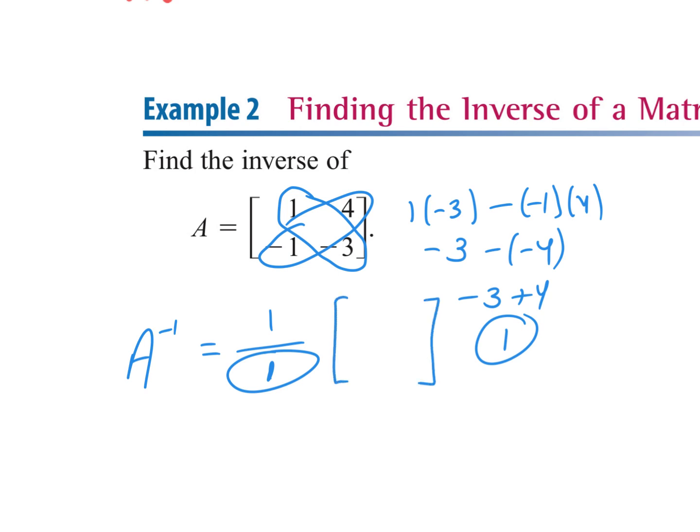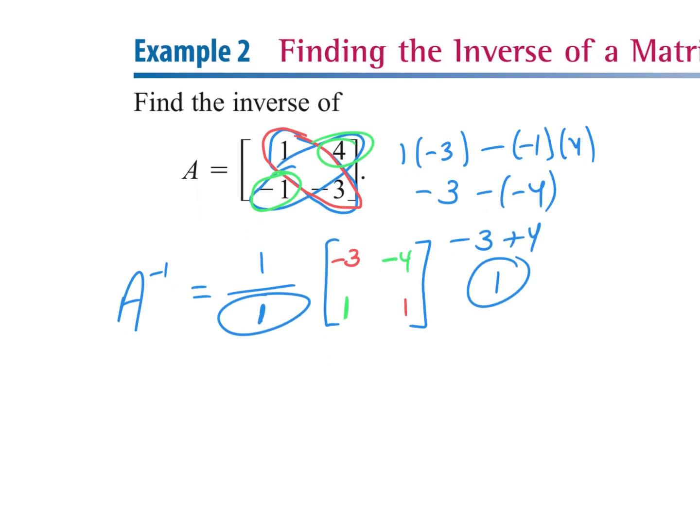And then I have to write this matrix. So I switch the places of the major. So negative 3 moves up here and 1 moves down here. Then I change the signs of the minor. They stay in the same spot, I just change the sign. So negative 1 becomes positive, positive 4 becomes negative. And then I distribute. So I'm just going to multiply everything by 1, which is going to stay the same. So the inverse is negative 3, 1, negative 4, 1.